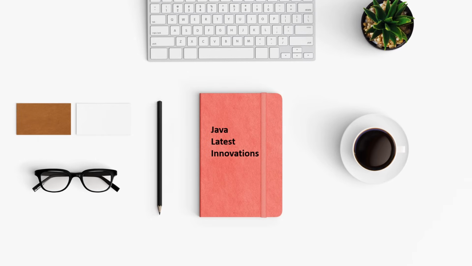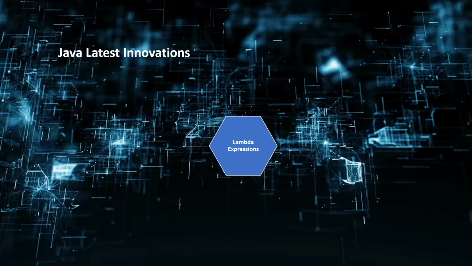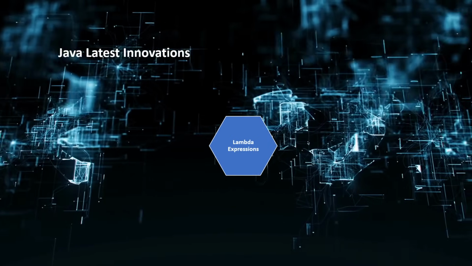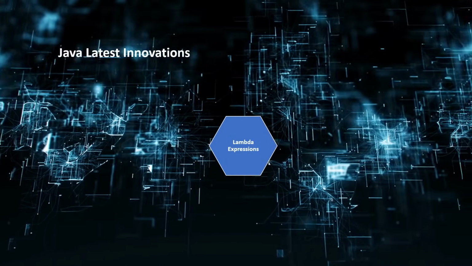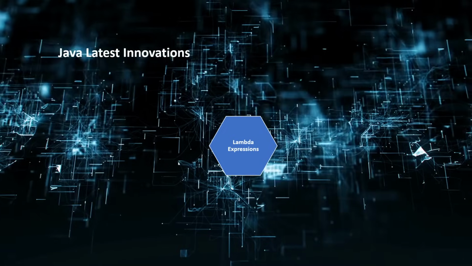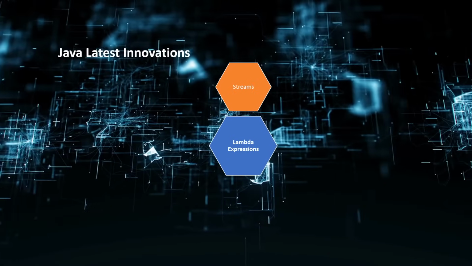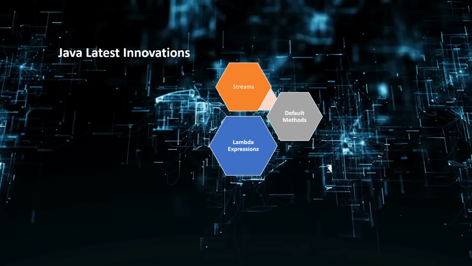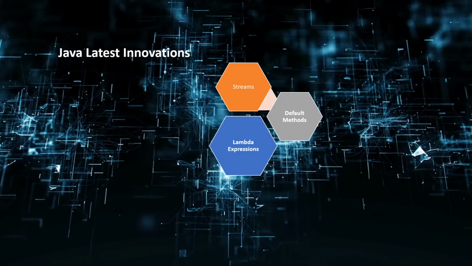We will cover several features in Java's latest innovations from Java 8 to Java 17. We will implement lambda expression. It introduces a new syntax for writing anonymous methods, making it easier to express instances of single method interfaces. We will also cover functional interfaces and new date and time APIs. Then we will see the streams. It introduces the stream API for functional style operation on streams of elements. Then we will see the default methods, which allow interfaces to have method implementation in addition to abstract methods.